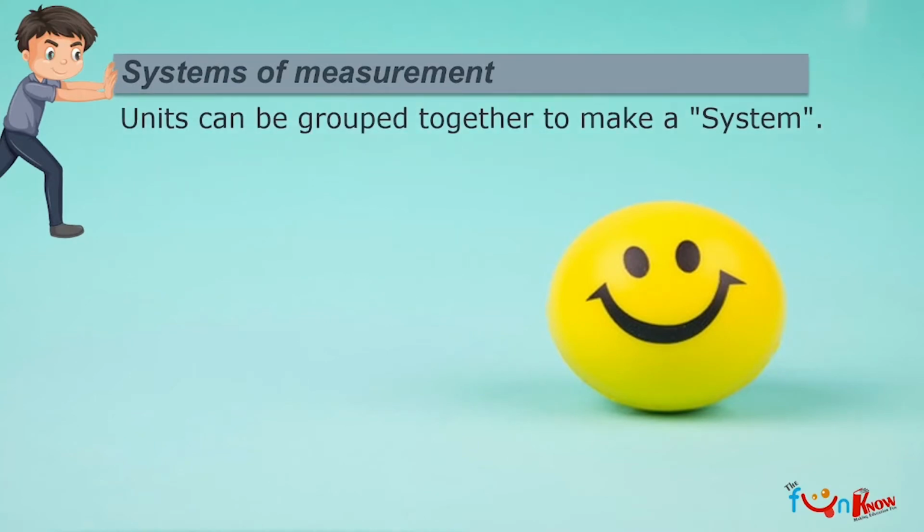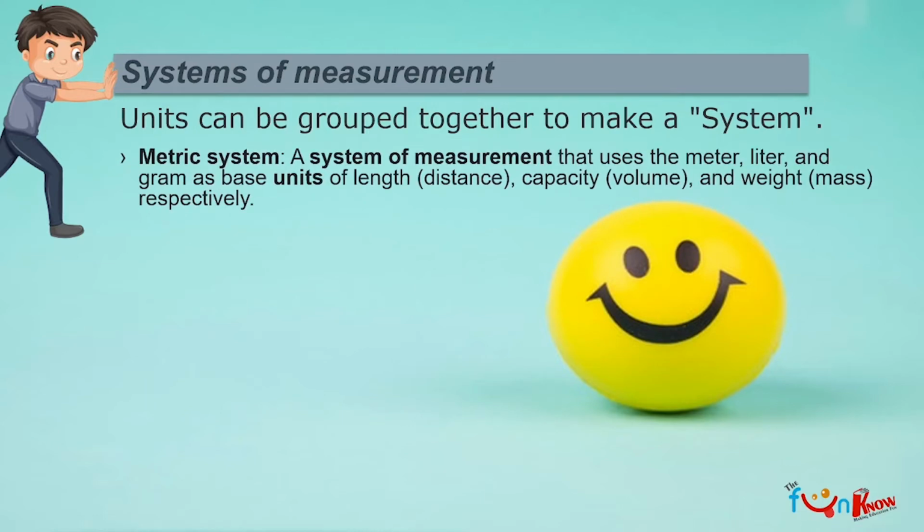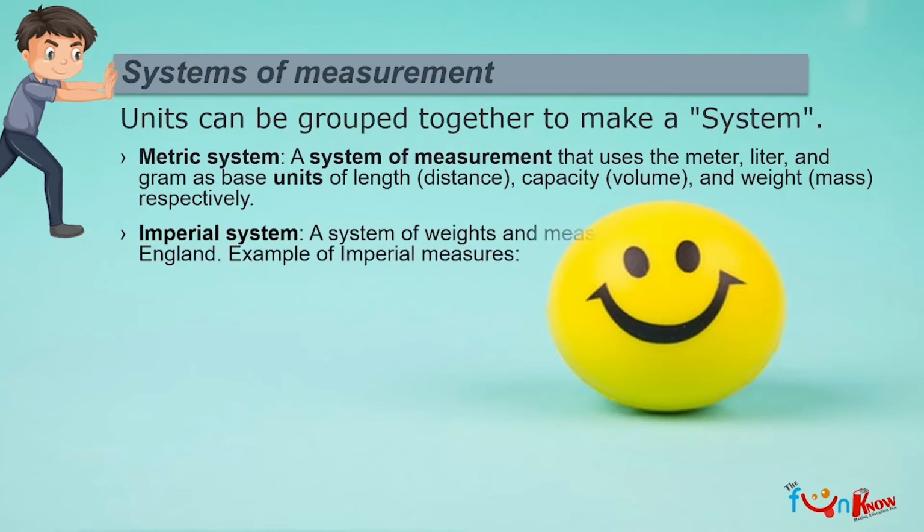Units can be grouped together to make a system. There are various types of systems. First, the system of measurement is the metric system. A system of measurement that uses the meter, liter, and gram as base units of length, that is distance, capacity, that is volume, and weight, that is mass, respectively, is known as the metric system.